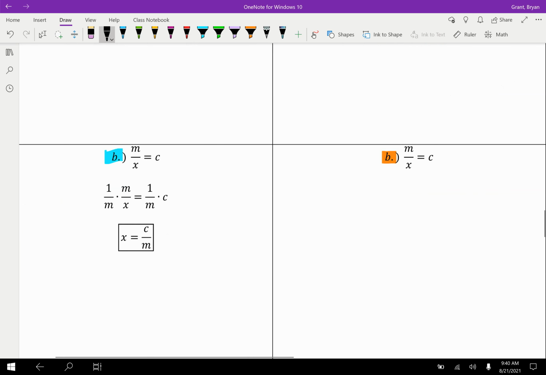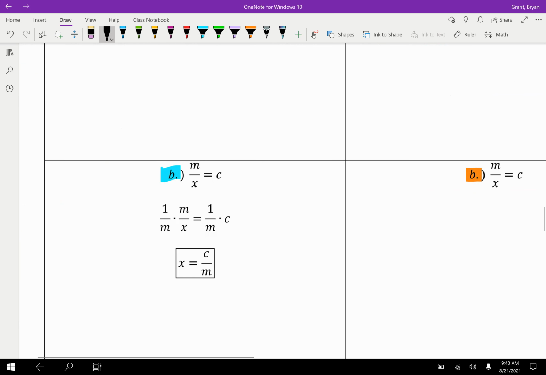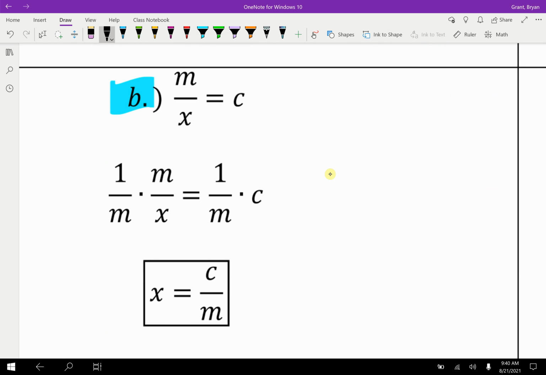All right, next one. M divided by x equals c. What did they try and do? They said we're trying to solve for x. It looks like there's division here, and we need to cancel out the m. Oh, so they did something very clever. They said to cancel out the m, we can do 1 over m, and whatever you do to one side, you have to do to the other.